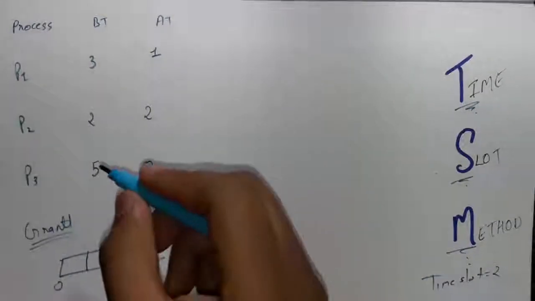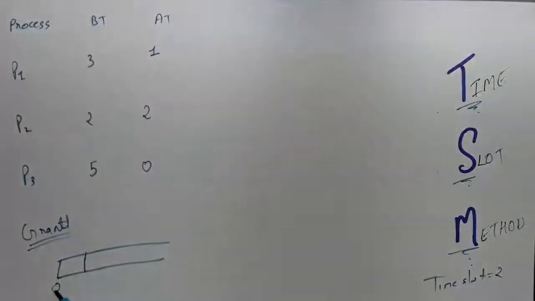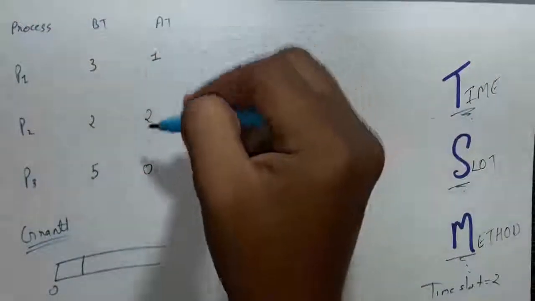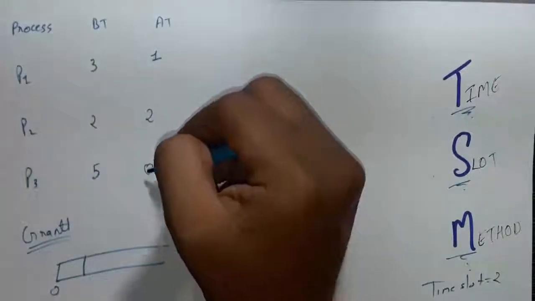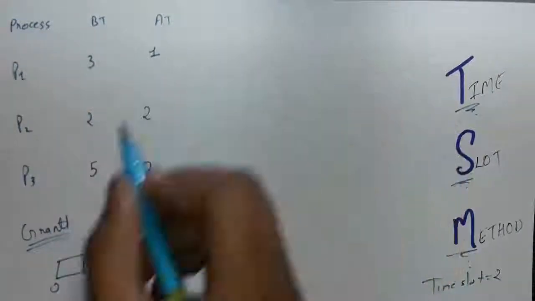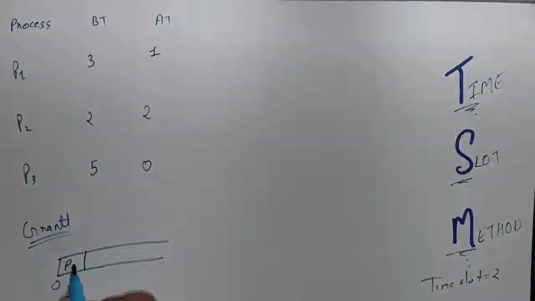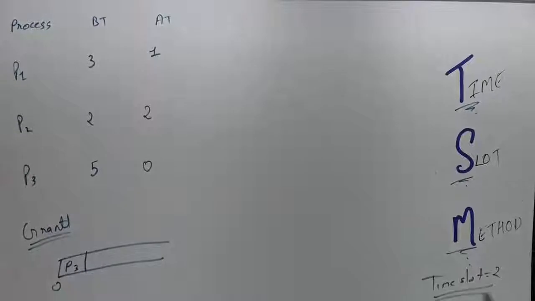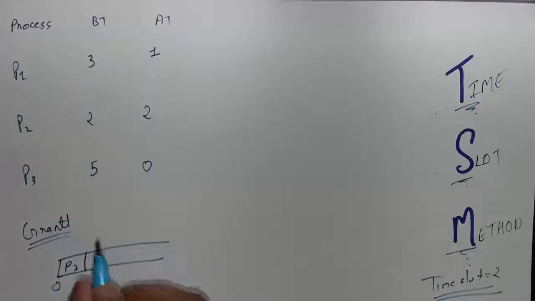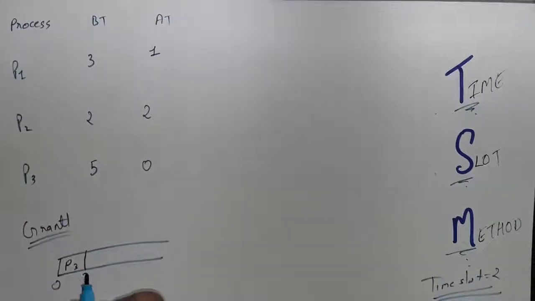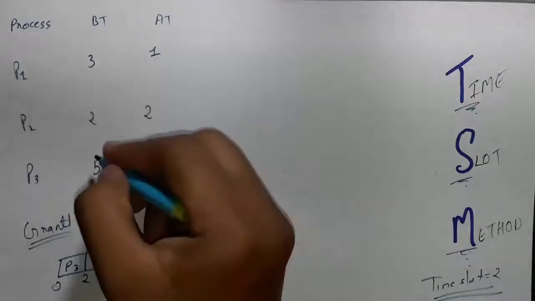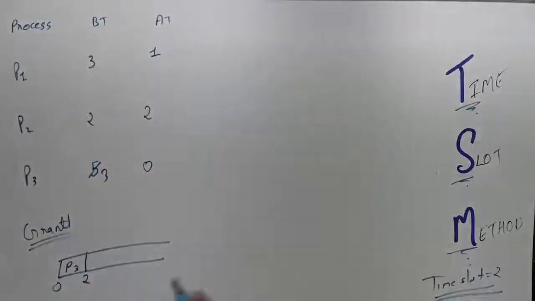So first we will see which process arrived at 0. You can see we have to look at the arrival time, and on the 0th time the P3 process arrived, so we start at 0. And because this is time slot 2, we can only take the process P3 for 2 milliseconds. So now this 5 will become 3 because we have taken 2 here.